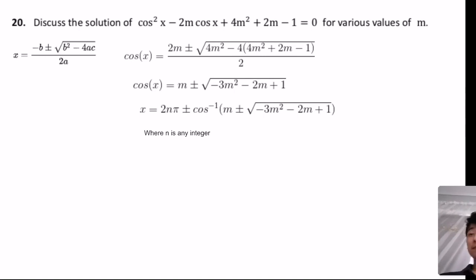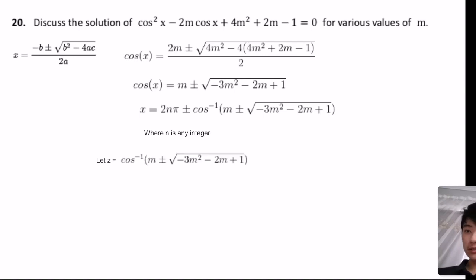Right, but to discuss the solution of x in this case would be a bit inconvenient because there's a lot of repeating part of x, right? So let's isolate the non-repeating part out of it and call it z, like that, right?